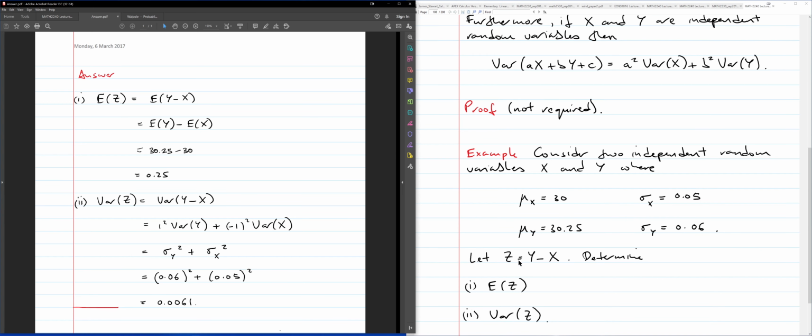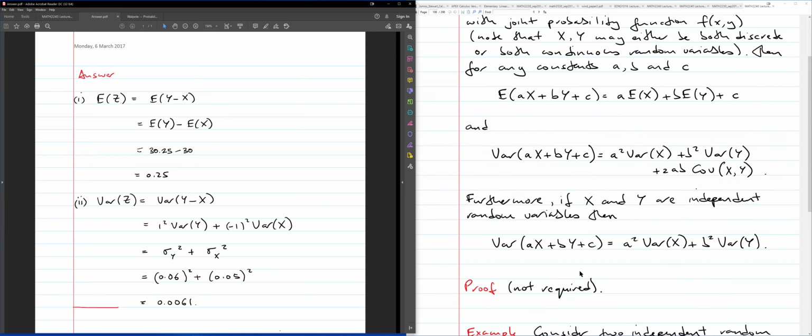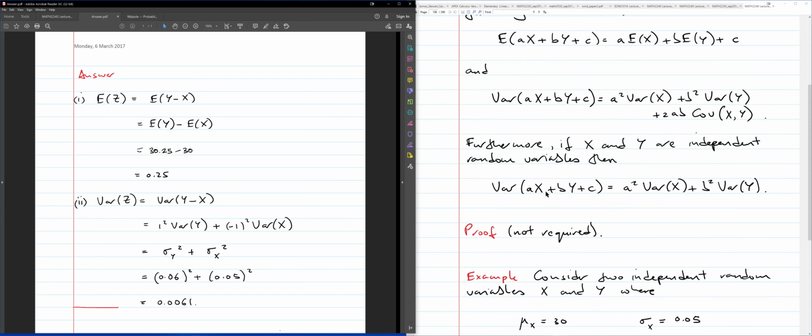And now I'm considering a random variable z equal to y minus x. Notice this z equal to y minus x is of this form over here, ax plus by plus c. In the case of the example, a is equal to 1, b is equal to -1, and c is equal to 0.